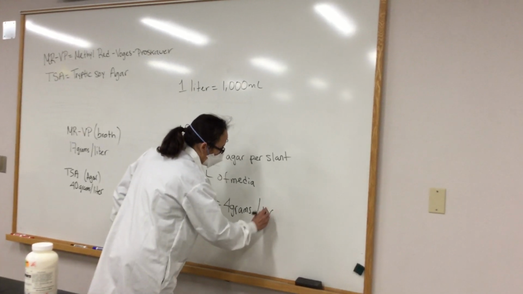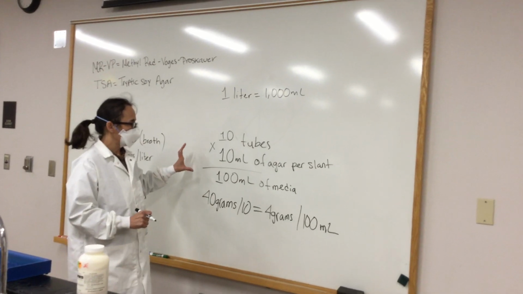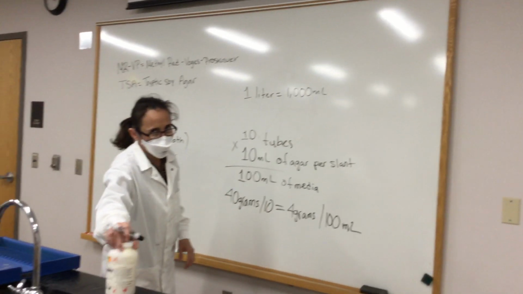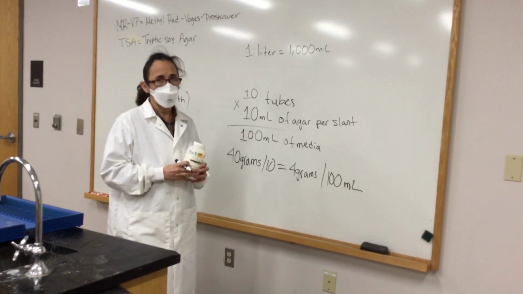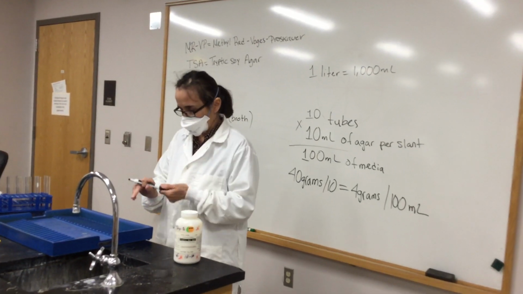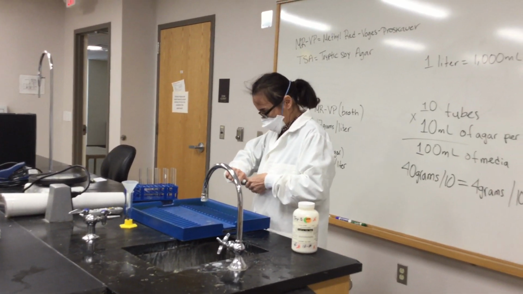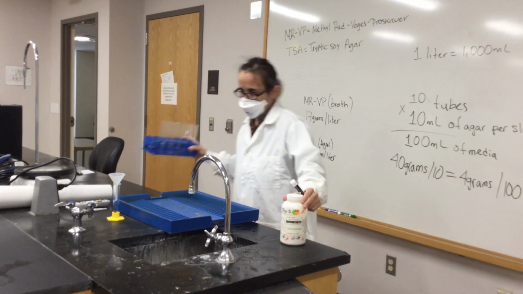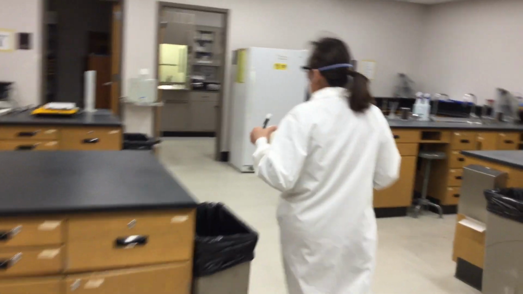per 100 milliliters. So we will then use 4 grams of TSA in 100 milliliters of water. So I'm going to now go into the area where we're going to weigh this media.